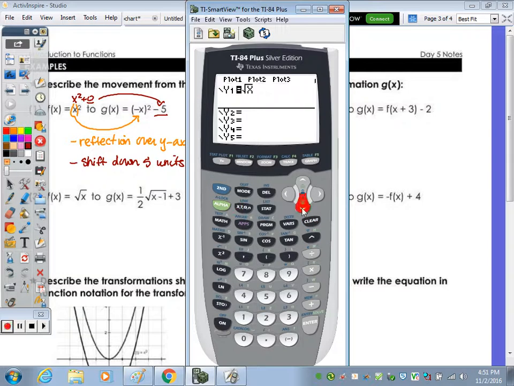And then the second one is 1/2 square root of x. Why didn't you do square root of x? And then minus 1 underneath. And then move the arrow over to do plus 3. Okay, now let's graph that.